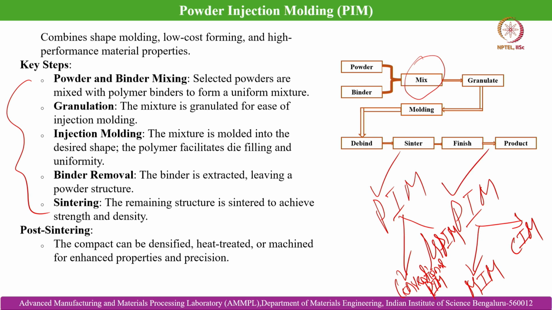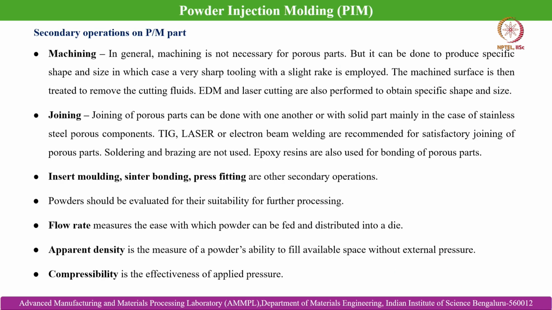So, after discussing the key steps, post sintering, the compact can be densified, heat treated or machined for enhanced properties and precision. Post sintering, secondary operations on PM part. Machining in general is not necessary for porous parts, but it can be done to produce specific shape and size, in which case a very sharp tooling with a slight rake is employed. The machined surface is then treated to remove the cutting fluids. The EDM, electric discharge machining, and laser cutting are also performed to obtain specific shape and size.